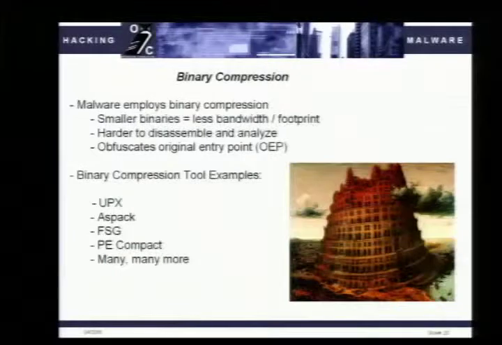Okay, so a couple of the other things besides VMware detection that malware does is binary compression. You know, there's a lot of reasons for doing this. Smaller binaries take less bandwidth. This is really important in worms so that they can propagate really quickly. It leaves a smaller footprint on your system. It makes it harder to disassemble and analyze, to figure out what's going on. There are tons of packers out there off the shelf that you can get. Lots of people write custom packers for their malware.